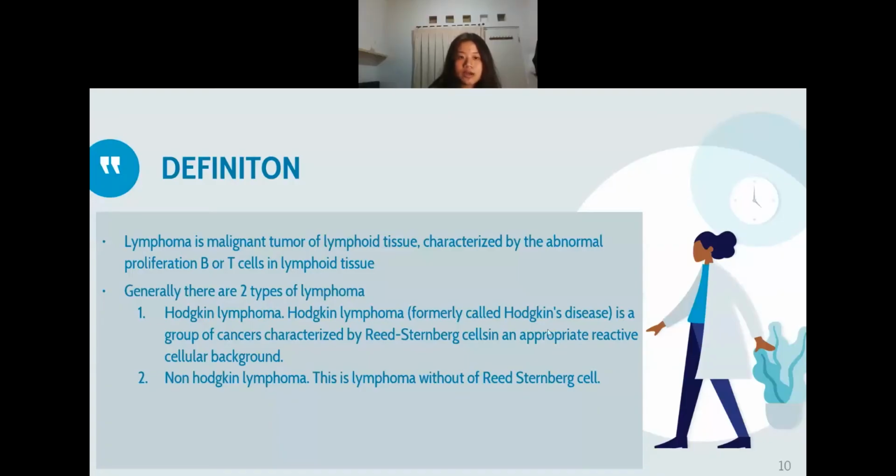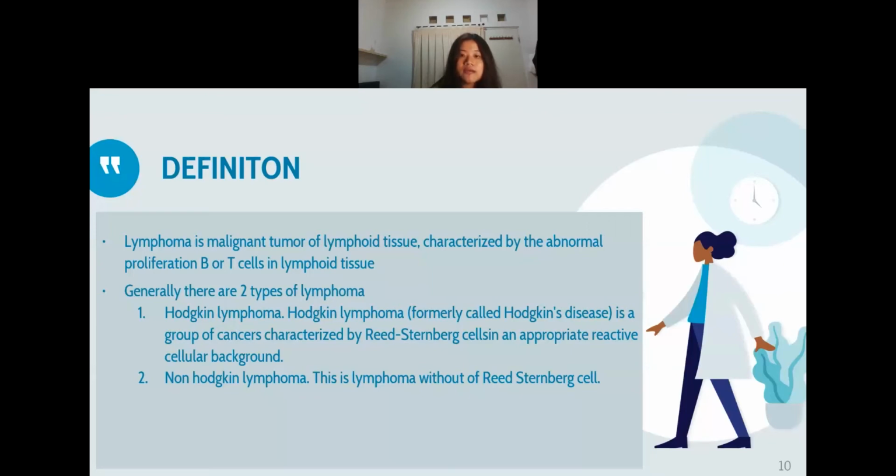Definitions of lymphoma. Lymphoma is a malignant tumor of lymphoid tissue characterized by abnormal proliferation of B cells and T cells in lymphoid tissue. It can also be caused by NK cell neoplasm.